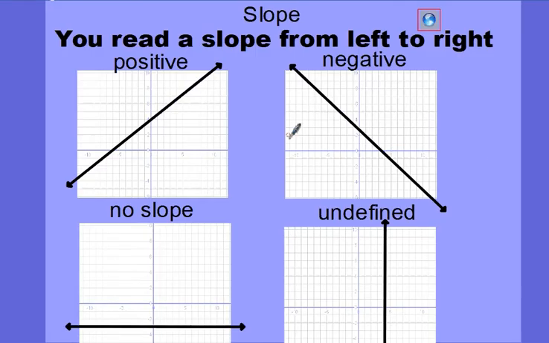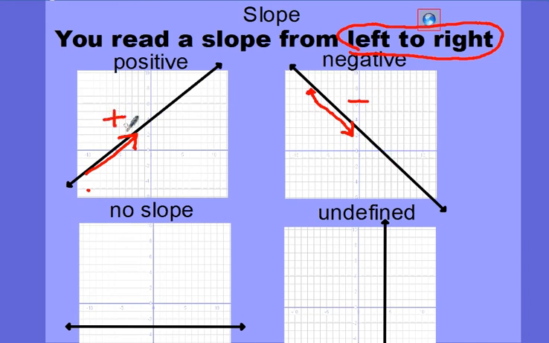So, we read a slope on a graph from left to right. That is very important, from left to right. Anytime that you see a graph, for example, we have four types here. We have a positive, it's going up the hill from left to right, okay? From left to right here, it's going down. Okay, so that would be negative. It's a negative slope, positive slope.